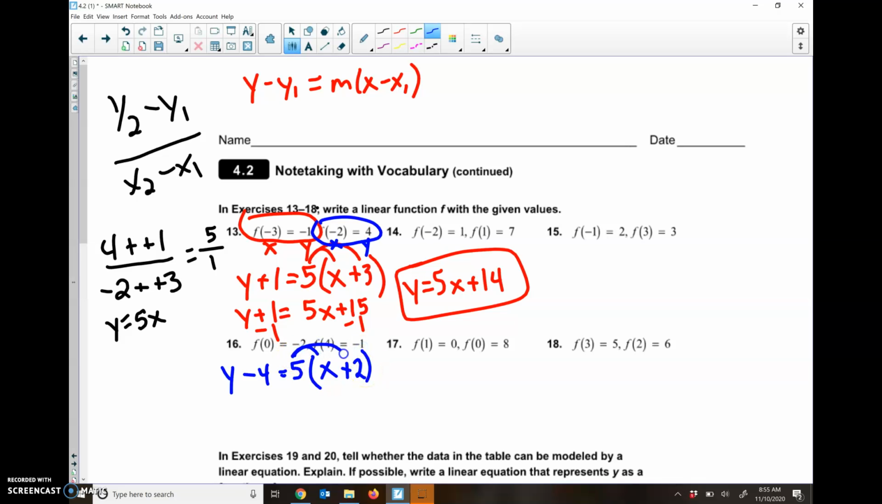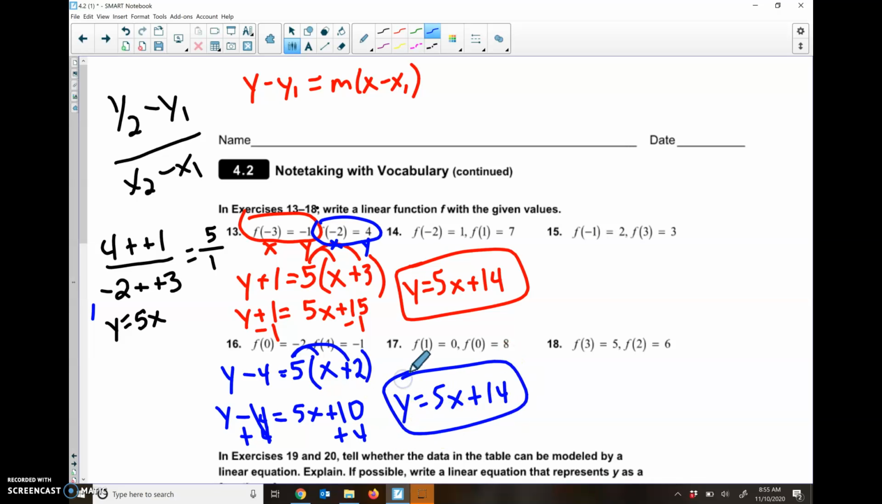I need to distribute my 5 there. So 5 times x is 5x. 5 times 2 is 10. And now it's a -4 over here, so I need to add 4. So I still get y equals 5x plus 14. So no matter what, I'm still going to get y equals 5x plus 14. It's not going to change based on those.